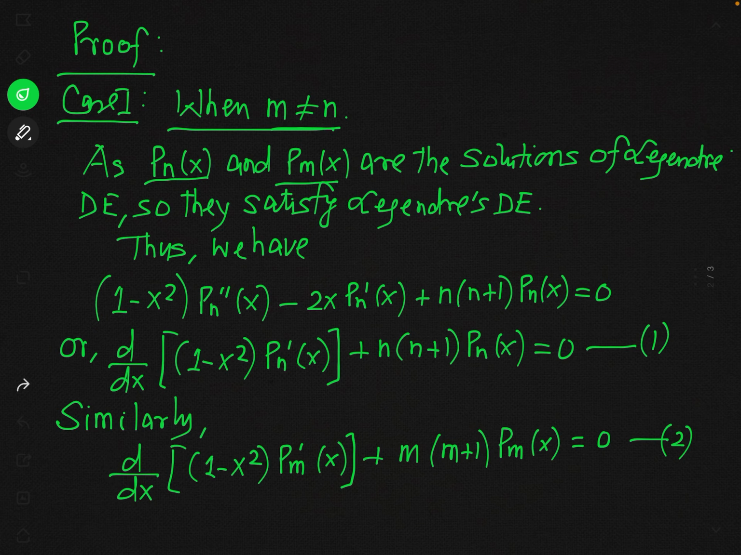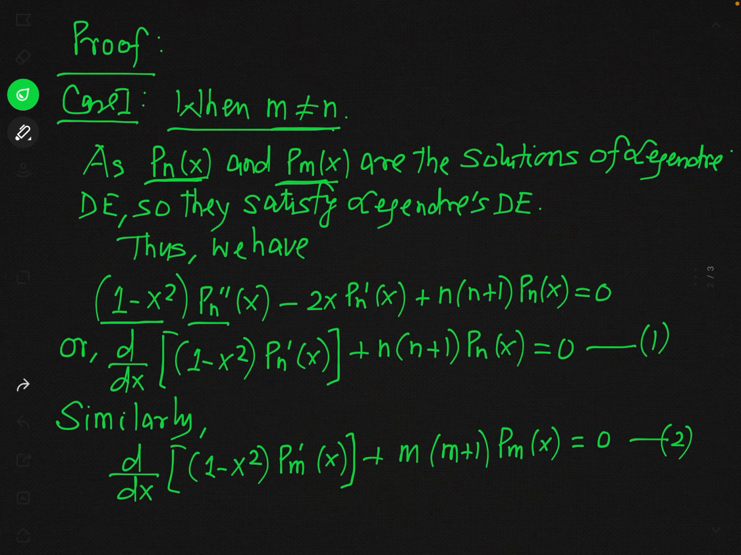These Legendre polynomials are simply the solutions of Legendre's differential equation. And you know that the solution of any differential equation satisfies the differential equation itself. So if Pn of x and Pm of x are solutions of Legendre's differential equation, then they will satisfy it. And you know Legendre's differential equation is 1 minus x square into y double prime, and Pn of x is a solution, that is, it is y.